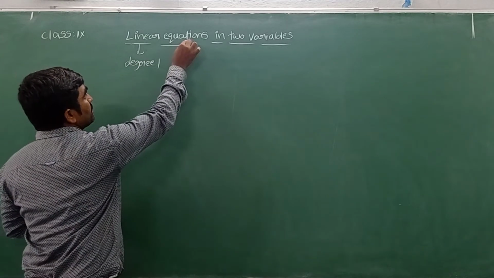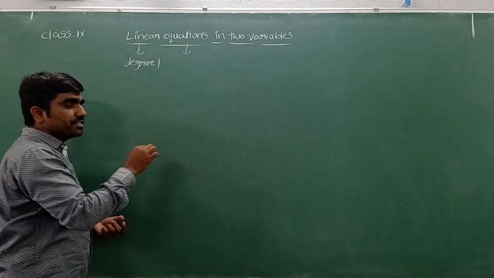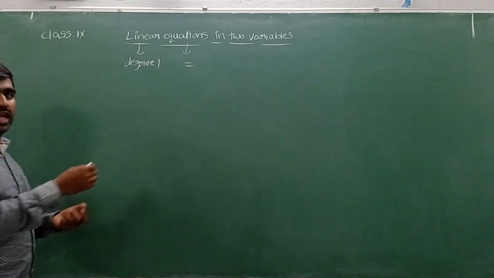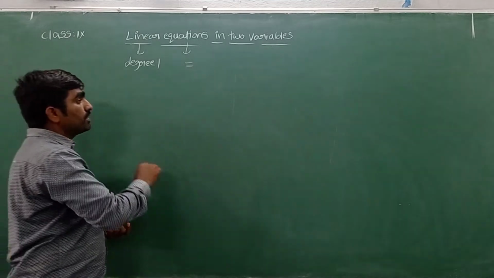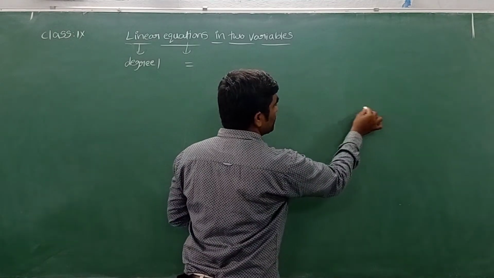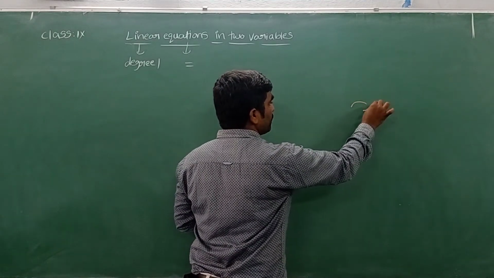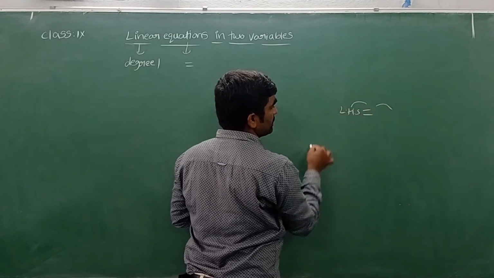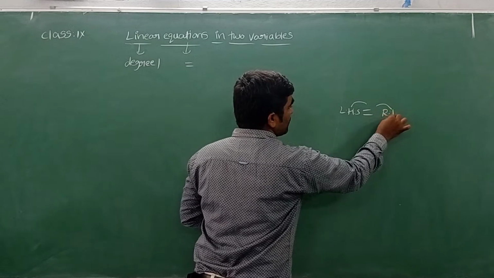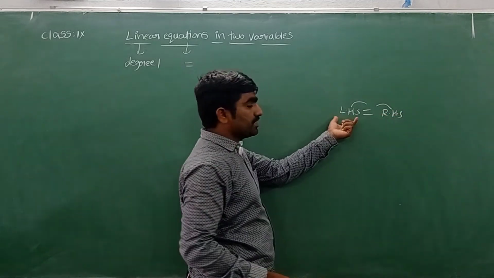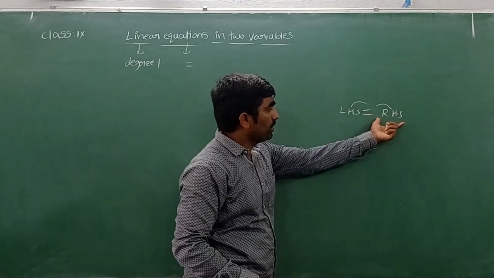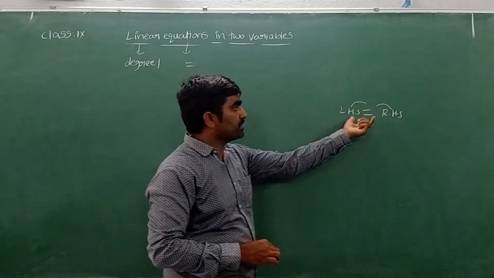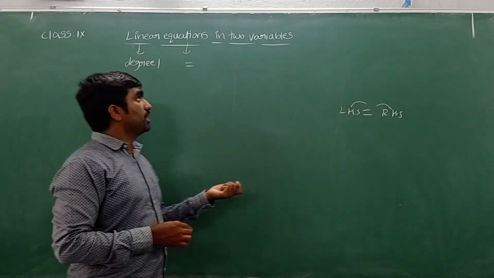Sir, what is meant by equations? Equations are nothing but expressions which have an equality sign, I mean simply the equal symbol. That equality symbol will separate both sides. What is before the equal symbol we call LHS, and after it we call RHS, the left hand side part and the right hand side part. If it has an equal symbol, it is called an equation.